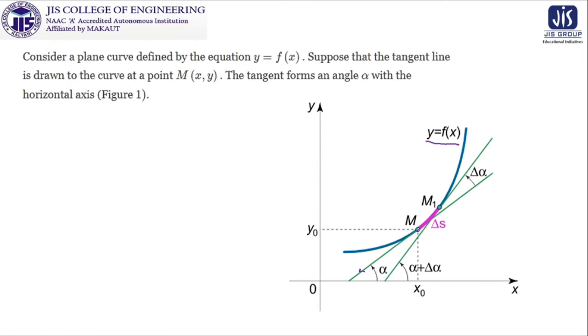Now what is going on? This point is moving from M to M1, and at M1 you can draw another tangent. This will create another angle. This angle is denoted as alpha plus del alpha, meaning the angle created over here is del alpha. In this case the tangent is having a greater angle; in some cases the tangent may have a smaller angle, then that del alpha will be negative. That is not an issue. The issue is that the angle is changed.